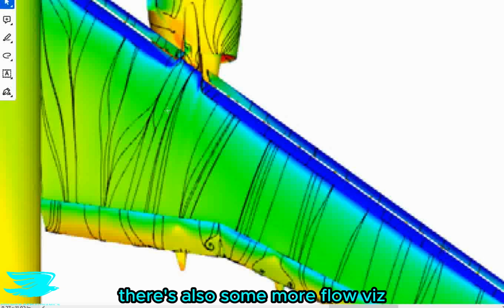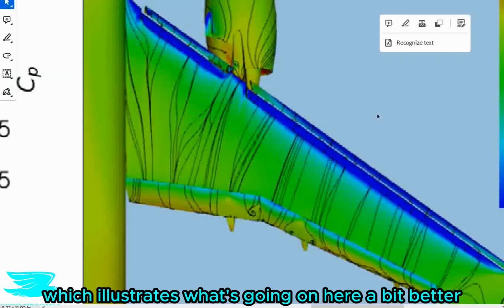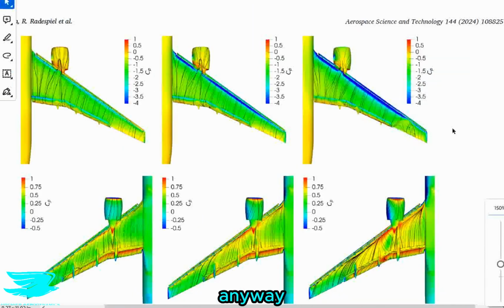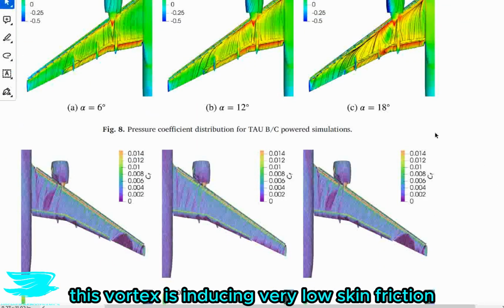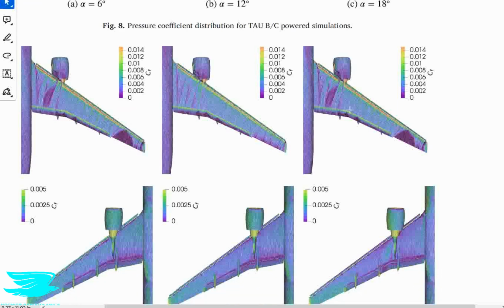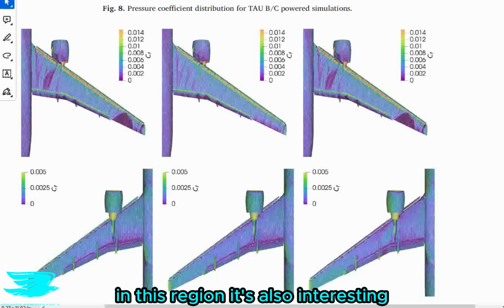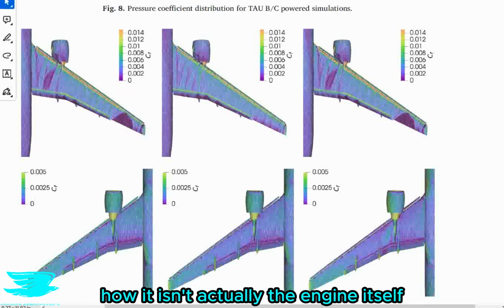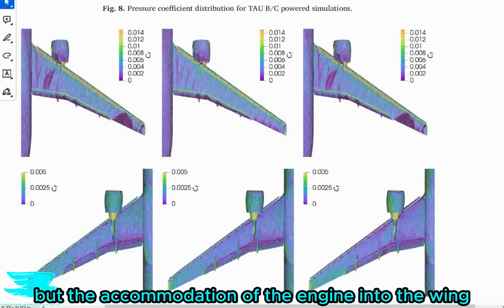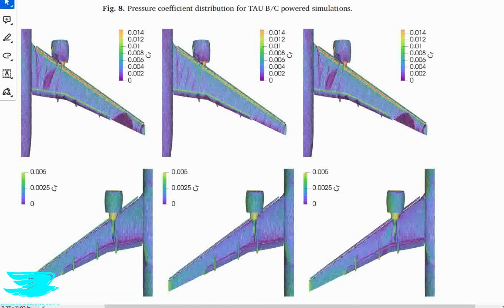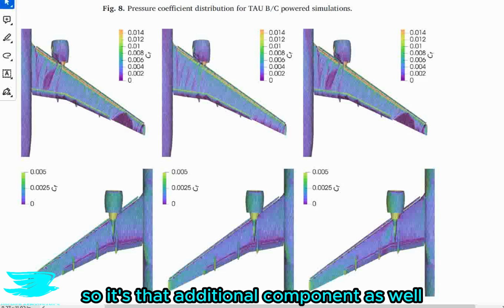There's also some more flow physics which illustrates what's going on here a bit better. Anyway, this vortex is inducing very low skin friction in this region. It's also interesting how it isn't actually the engine itself, but the accommodation of the engine into the wing that creates this vortex. So it's that additional component as well.